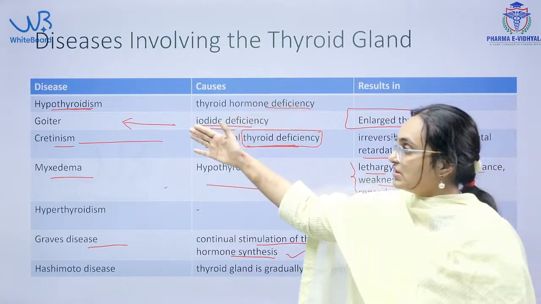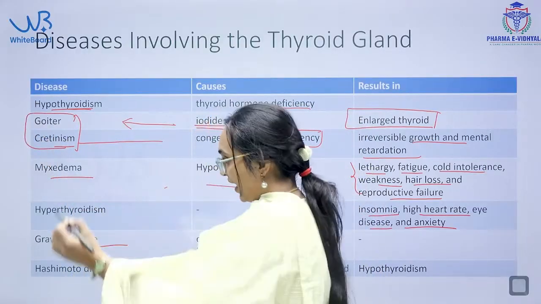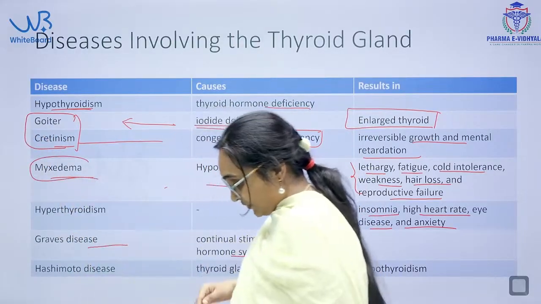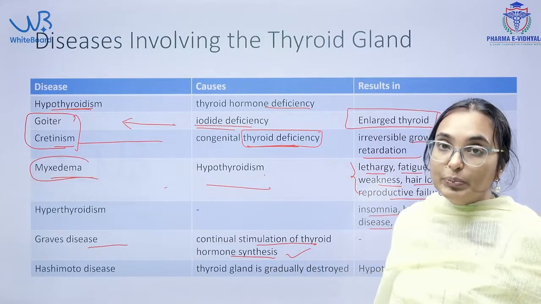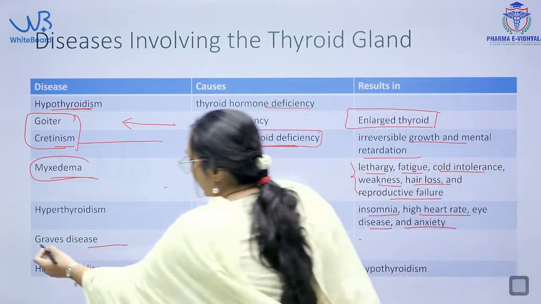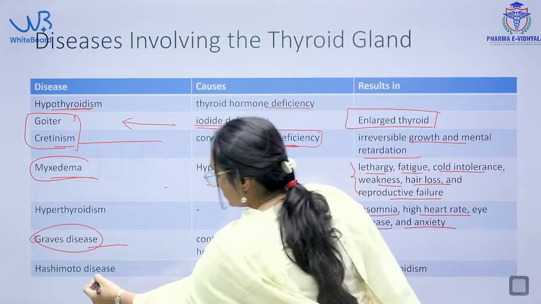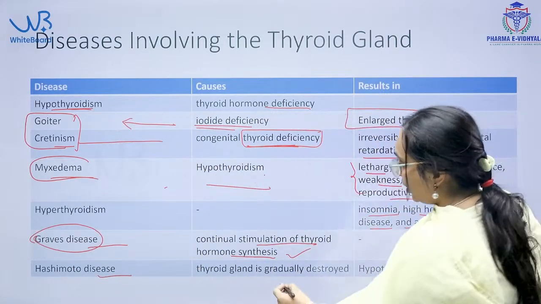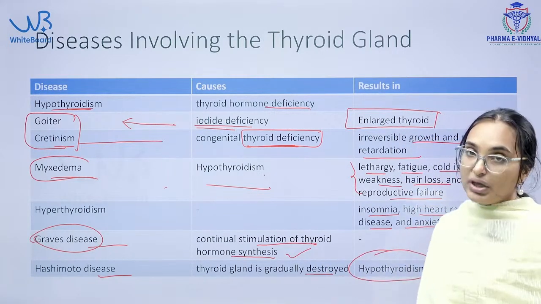Deficiency leads to diseases like goiter, cretinism and myxedema, whereas continuous stimulation of thyroid hormone, hyperthyroidism, leads to Graves' disease. Graves' disease and Hashimoto disease. What is Hashimoto disease? The thyroid gland is gradually destroyed, so it results in hypothyroidism.